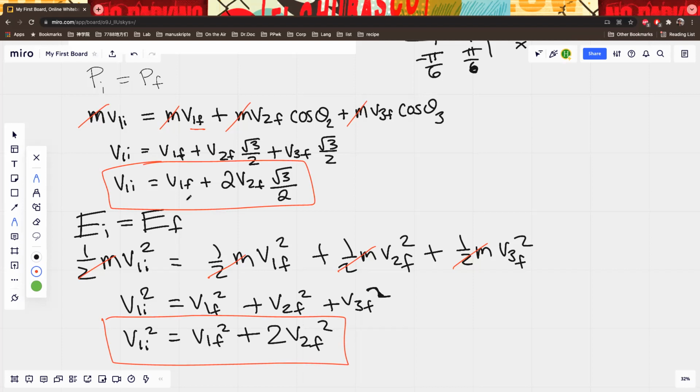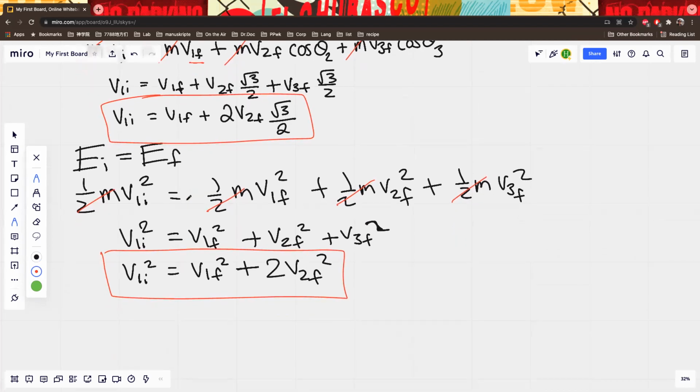So I guess we could isolate for V2F on this bottom equation we just made, and then sub it into the top, and then solve for V1F. Yeah, that's one way to do it. Okay, let's try that. But V2F, that's going to involve a square root, right? Right. If I isolate for V2F here, I'm going to have square root of this thing minus that thing over 2.